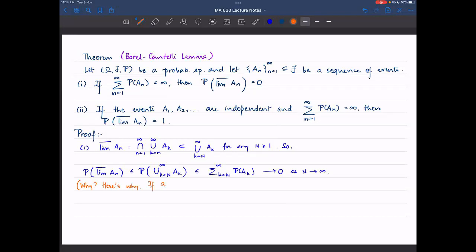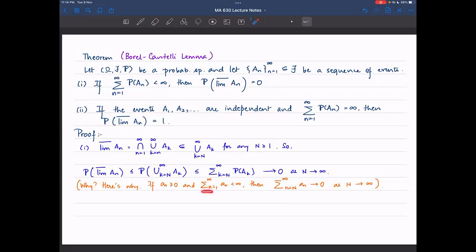If an is greater than or equal to 0 and the sum n going from 1 to infinity of an is finite, then the sum n going from capital N to infinity of an goes to 0 as capital N goes to infinity. So this is a fact you study when you study convergence of series in real analysis, right? I have a sequence an which is greater than or equal to 0. So I'm taking a series with non-negative terms.